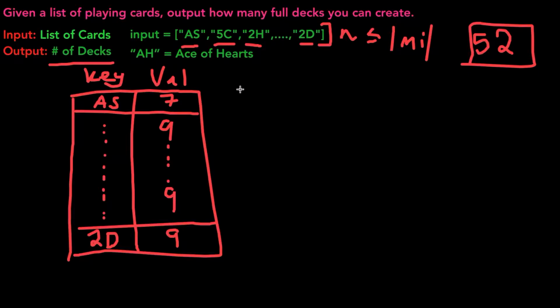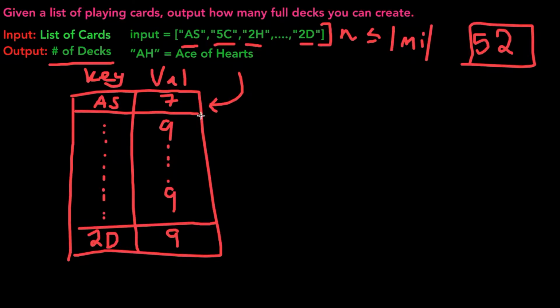Well, that means we are only going to be able to construct 7 full decks, because we only have 7 aces of spades. All the other decks will be missing the ace of spades, which means the lowest amount of cards we have for any single card will be how many decks we can actually construct. So our goal is to find that value.